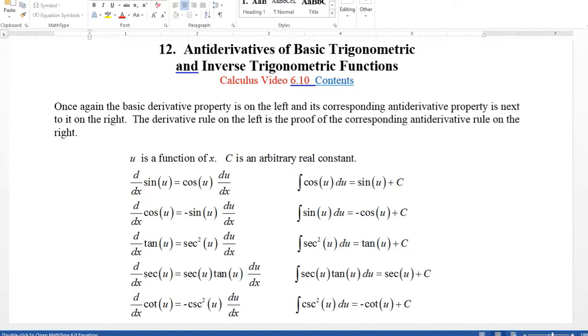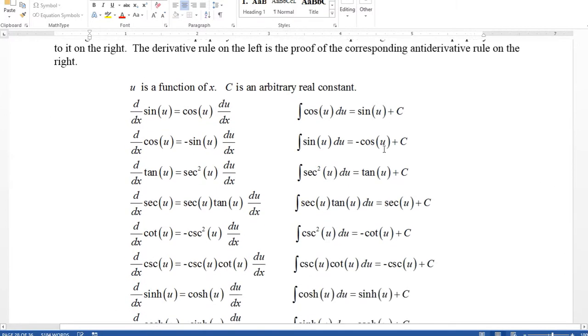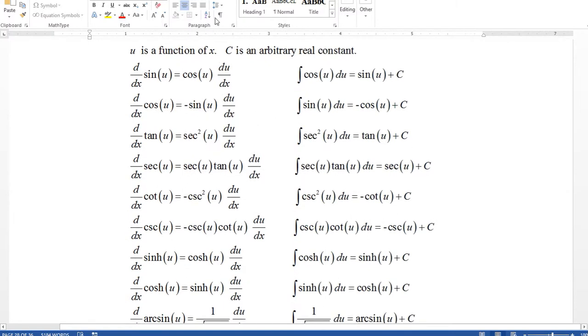Okay, well, we've looked at some antiderivative properties for various types of functions, including exponential functions, logarithmic functions, and power functions. What about now some trig functions? Well, as with any antiderivative rule, as soon as you find a derivative rule, there is a corresponding antiderivative rule. So on the left here, you will see a column of our basic derivative rules, and on the right you'll see a column of the corresponding antiderivative rules. So let's just run over these really fast.